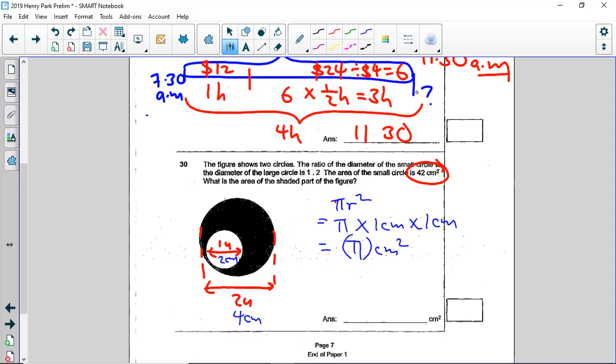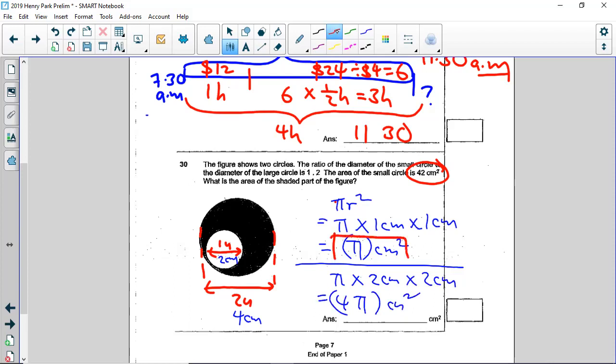So the area of the small circle is pi. Then how about the area of the big circle? Do the same thing, pi r square. So pi, and what's the radius of the big circle? The radius of the big circle is 4 cm divided by 2. Radius is 2 cm times another radius, and you will get 4 pi centimeter square. What do you see? The area of the small circle is pi. The area of the big circle is 4 pi.